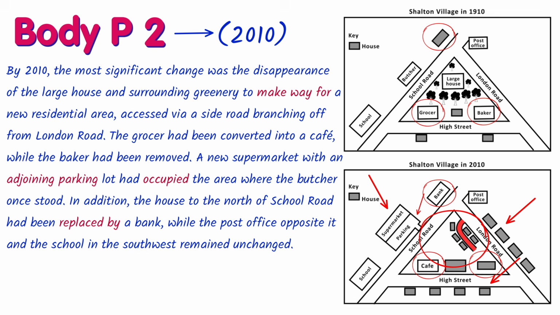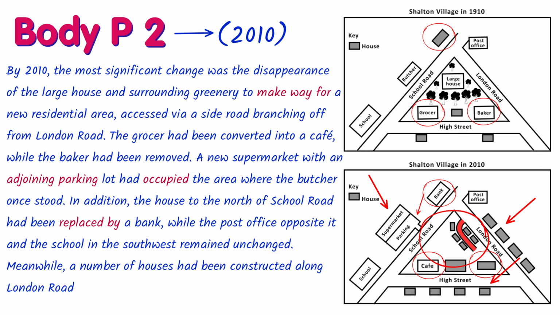So the post office remained unchanged, and also the school, which was to the southwest. We can also talk about the things that have been unchanged, all right? Meanwhile, as you can see, there are a lot of houses, right, along London Road. We can also talk about this. Meanwhile, a number of houses had been constructed along London Road and High Street. Constructed means built or put together.